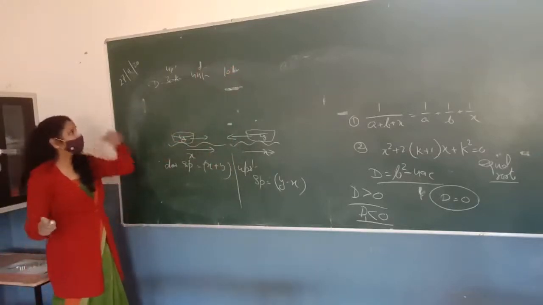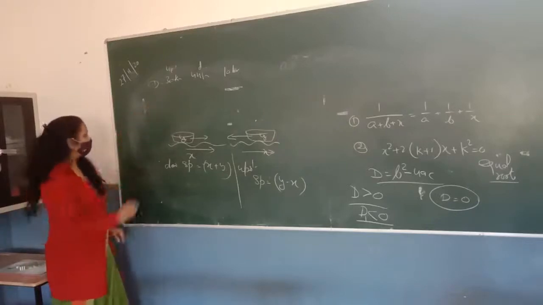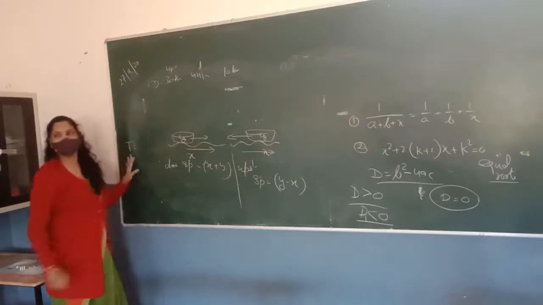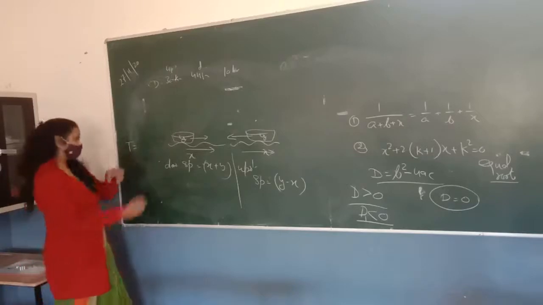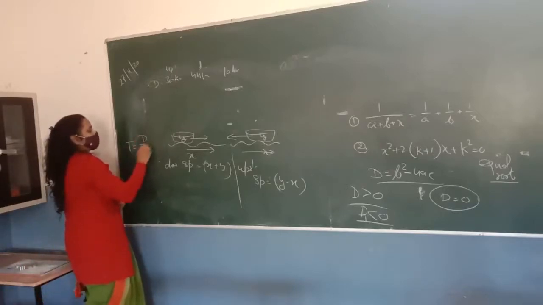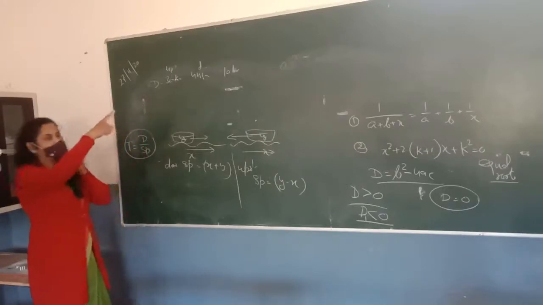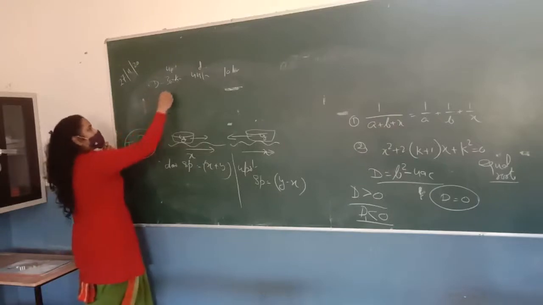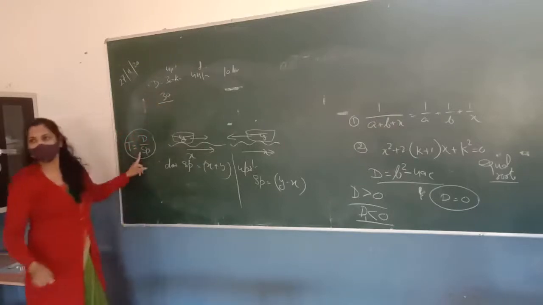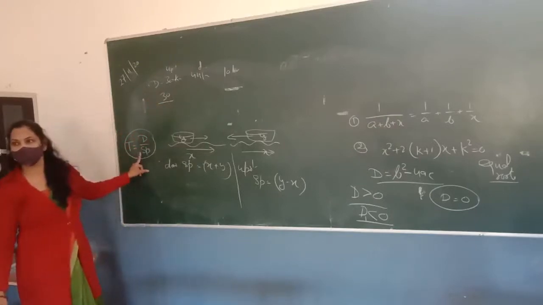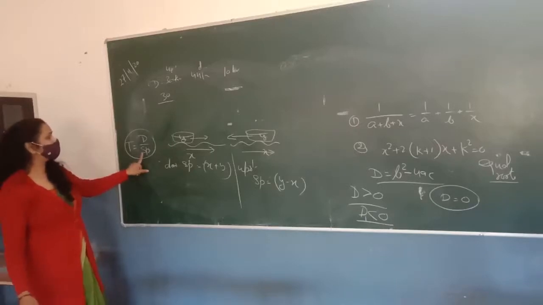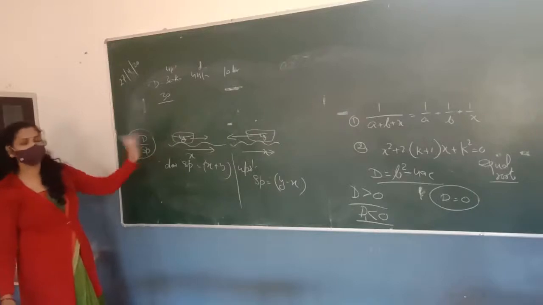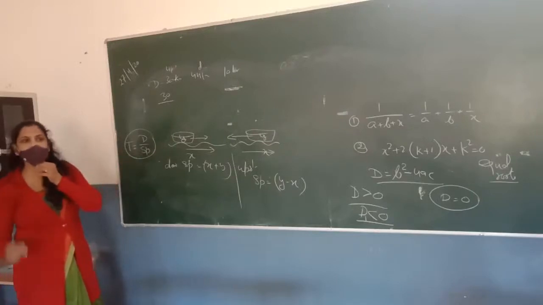Sudhanshu, if you are moving upstream 30 kilometer, what is the formula for the time? Time is equal to distance upon speed. So if you are moving upstream, the distance covered by you is 30 kilometer, and the speed will be... What is the speed of the boat when it is going upstream? Upstream means in the opposite direction of the stream.